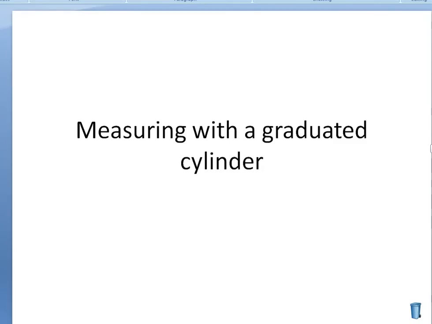Okay, we're going to talk about measuring with a graduated cylinder. When we're measuring with a graduated cylinder, that means we're measuring the volume, usually of a liquid. The units are usually going to be milliliters. If you have a really big graduated cylinder, you could measure in liters, but it's more likely that you're going to be measuring in milliliters.